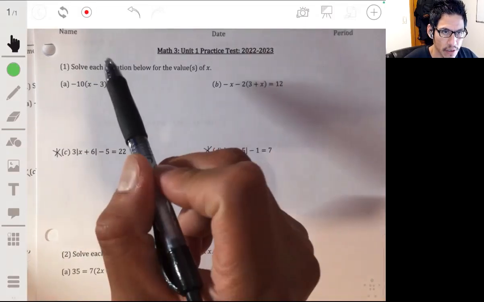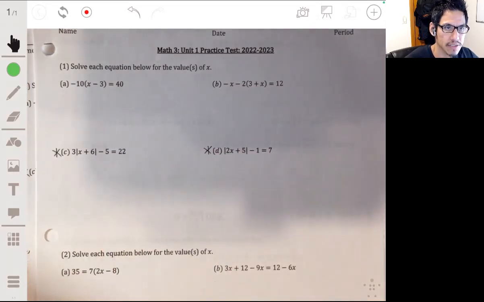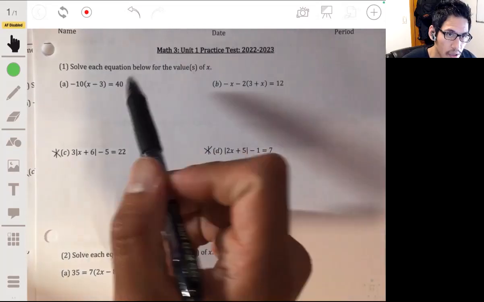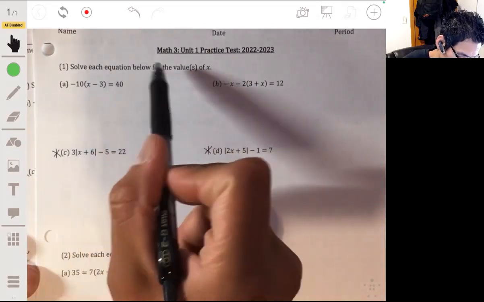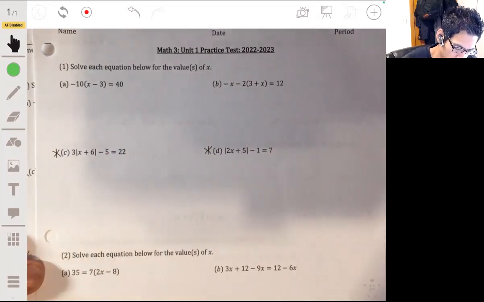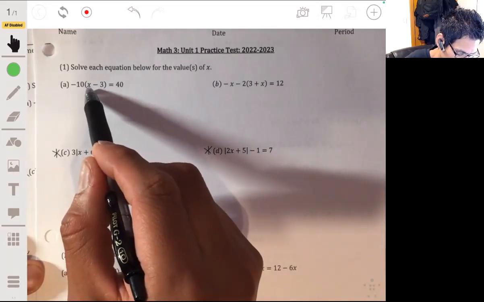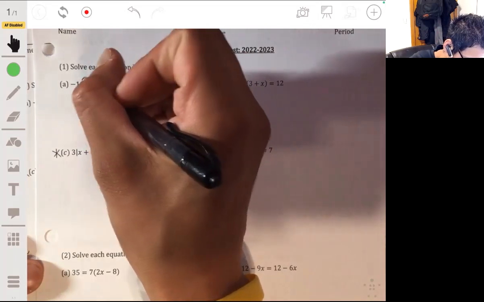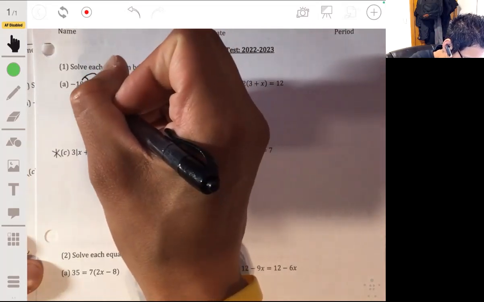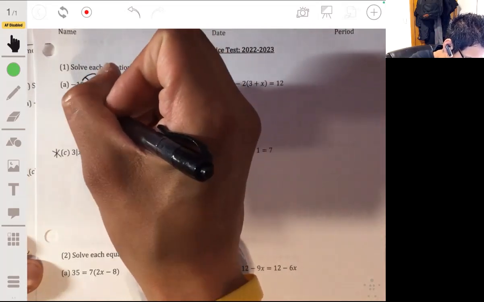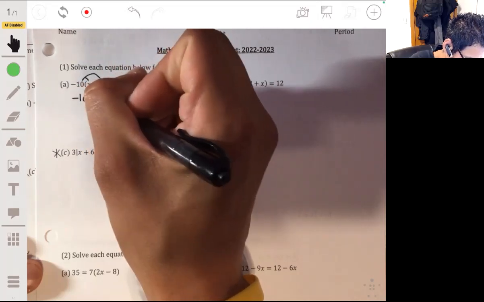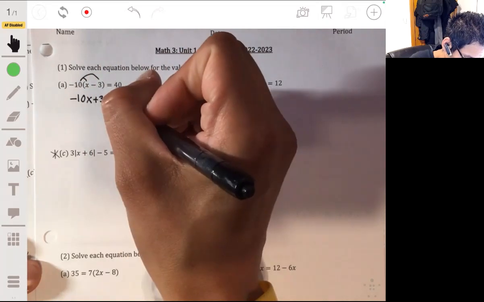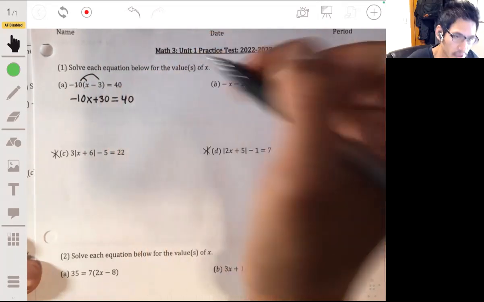Okay, so let's look at this practice test, and we're going to focus first on linear equations. Problem one asks us to solve for x. Here we have -10 times the quantity of x minus 3 equals 40. No problem. We have to distribute that -10 to both the x and -3. So we will get -10x plus 30, because -10 times -3 is positive 30, equals 40.